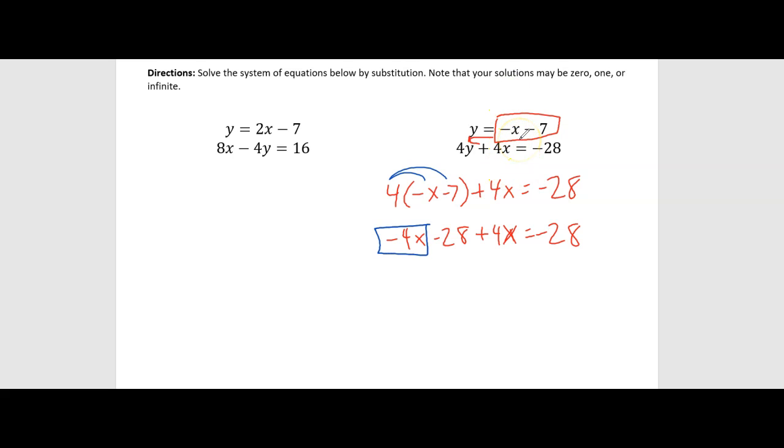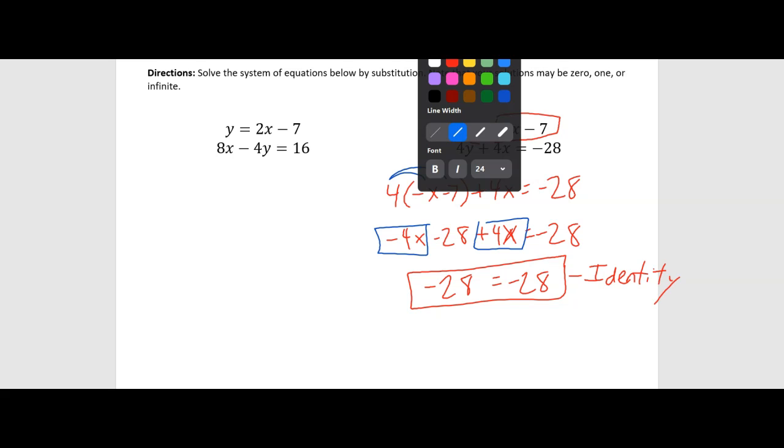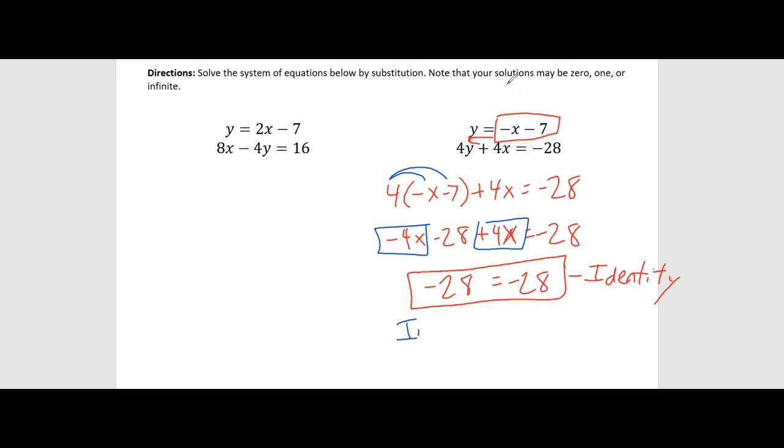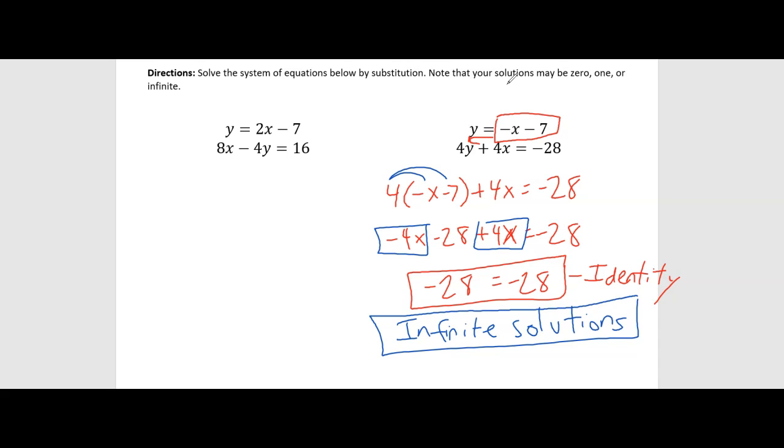When I combine my like terms, those will simplify to 0. Negative 4x plus 4x gives me 0x, so I'm left with negative 28 equals negative 28. Well, this is an identity, which means it is always true. So I can stop right here, and I can just say there are infinite solutions to this system of equations.